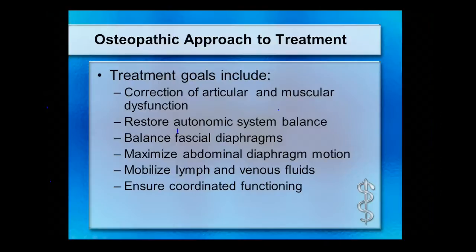Balance the diaphragm and the fascial components. Maximize the abdominal diaphragm, because what does the diaphragm do? The negative pressure you need in the lungs. What does the negative pressure do? Helps circulation get back to the heart.